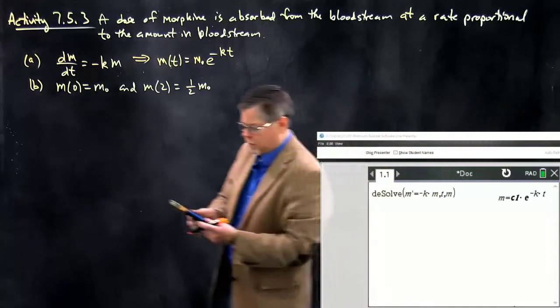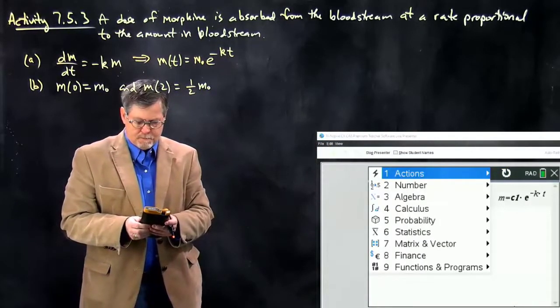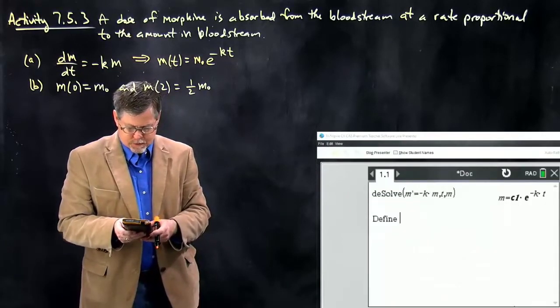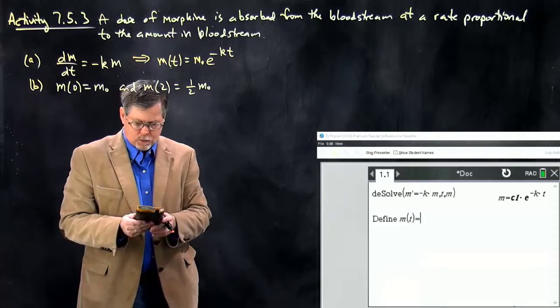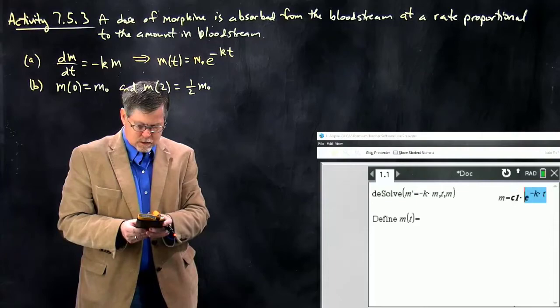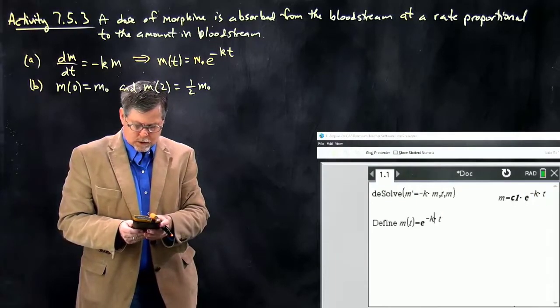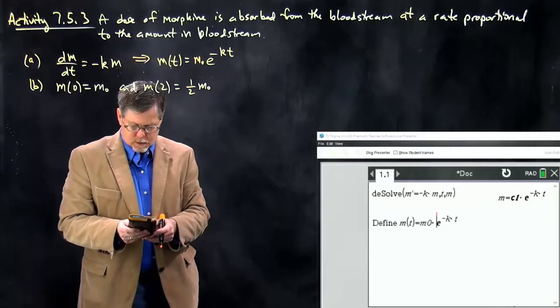I'm going to start by defining this function. Define M of t equal, let me go up and grab this. I'm going to copy that part. I'm going to call this M0. Okay.